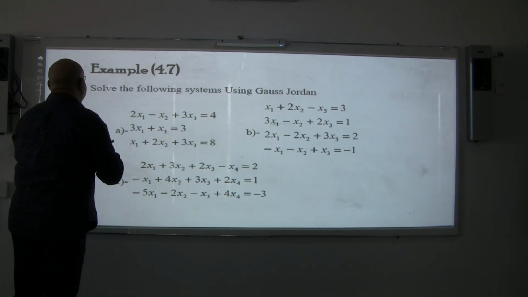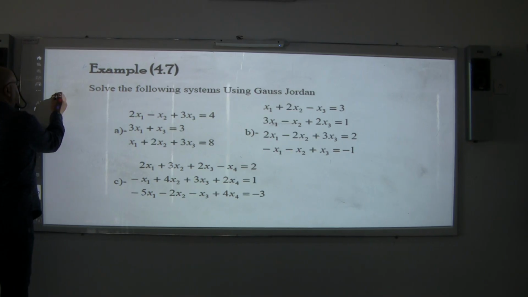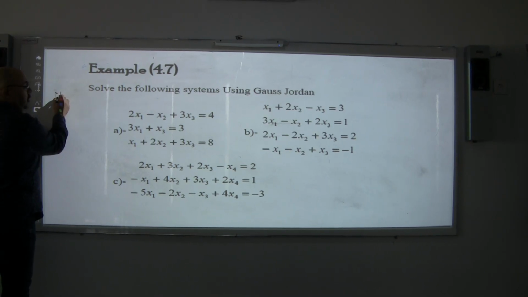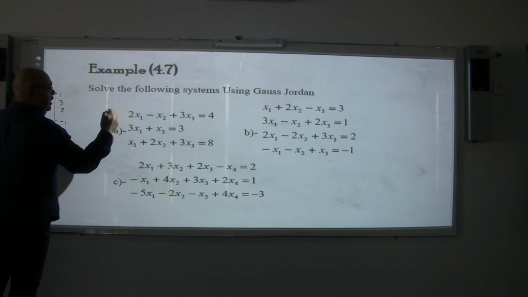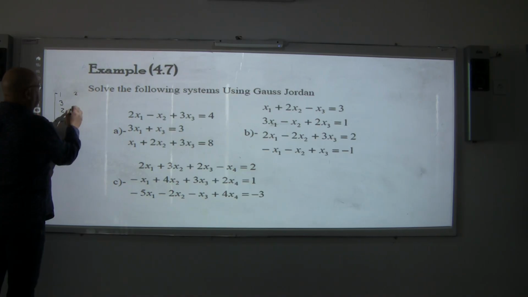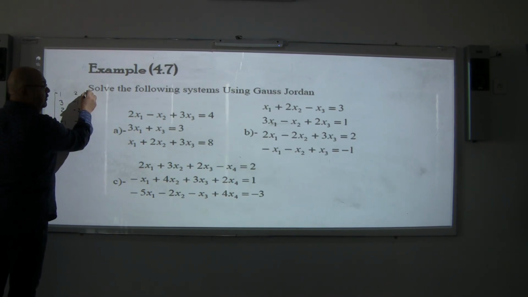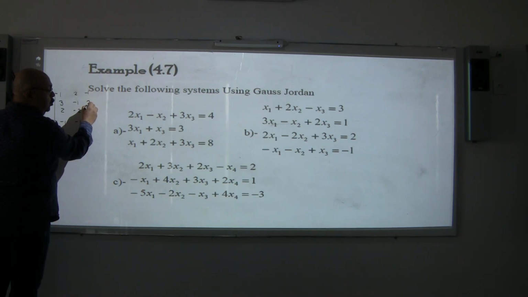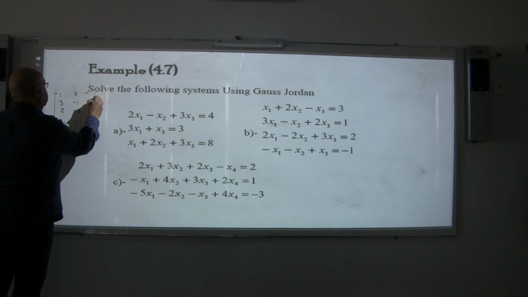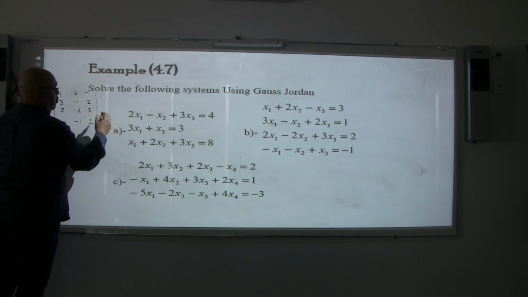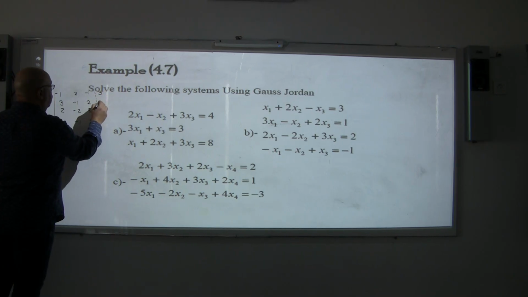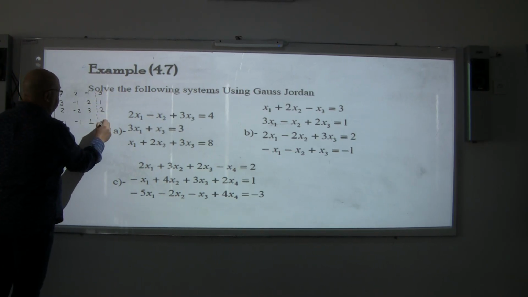It's going to be 1, 3, 2, 3, 2, and the negative 1. Then I will have 2, negative 1, then negative 2, then negative 1. Then I will have negative 1, then 2, then positive 3, then 1. That's the coefficient matrix and it is equal to 3, 1, 2 and negative 1.